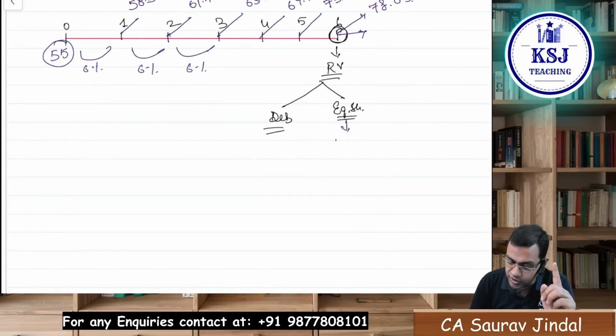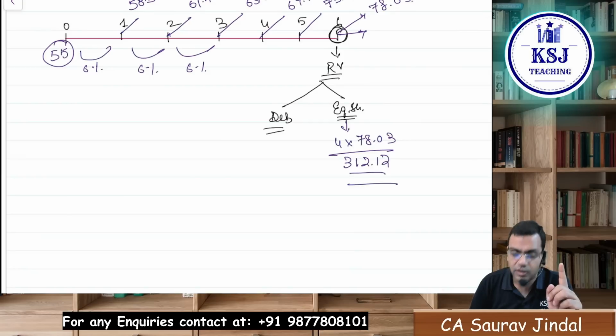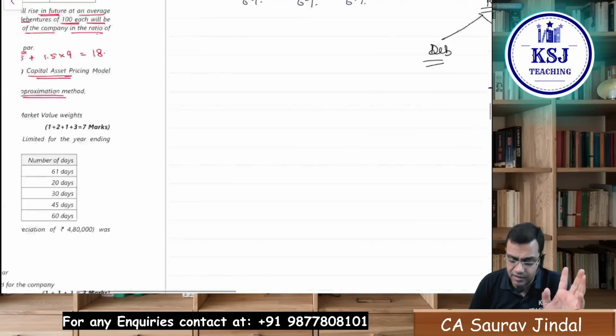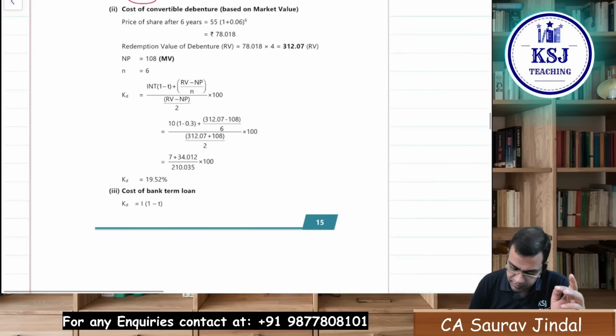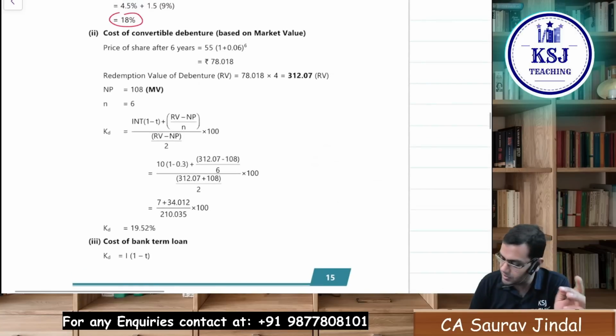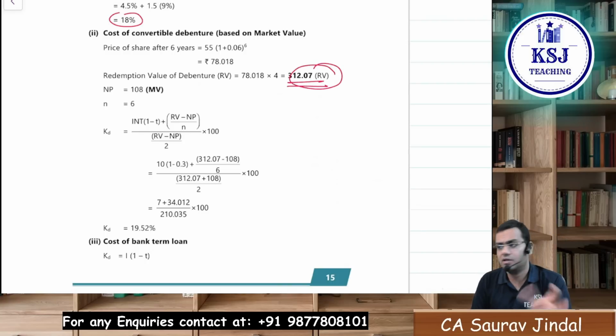Now he will get 4 shares. So 4 into 78.03 will be 312.12. I have rounded off, so it can create a little bit of a variation. Right? So for convertible debentures, yes, sir, 312.07. I have rounded it off to 2 decimals, so 312.12, absolutely fine, right? So price is this, net proceed is 108, that is market value, or 100.